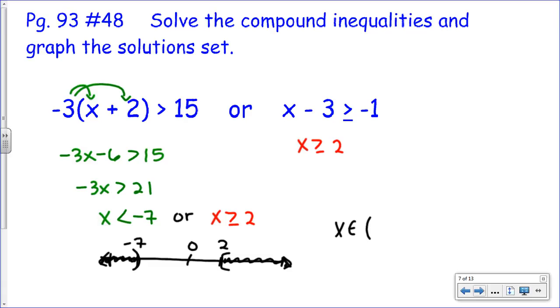So my interval, okay, I have this first one, so it's always the least to greatest. You'd always start left and go right. So the very least amount I have is -infinity up to -7, parentheses. And then I need to tie that to the other interval, so I have to use the union sign. And then bracket 2 to positive infinity.